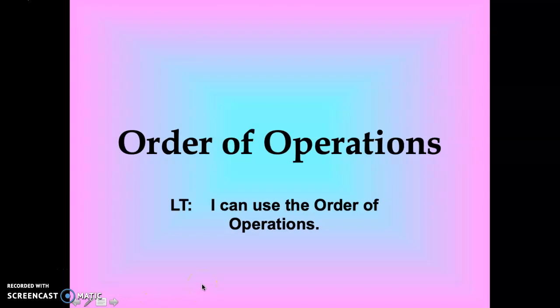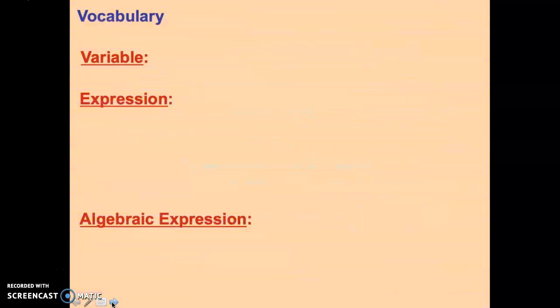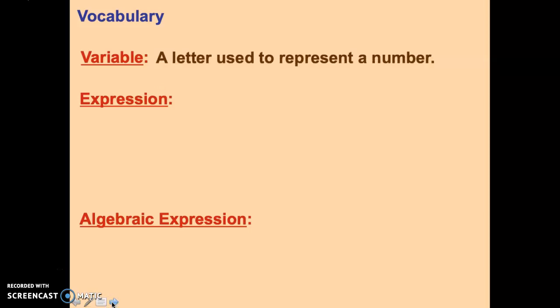Order of operations. Today's learning target is I can use the order of operations. We are going to start with some vocabulary. First word is variable. A variable is a letter to represent a number. It can be any letter.